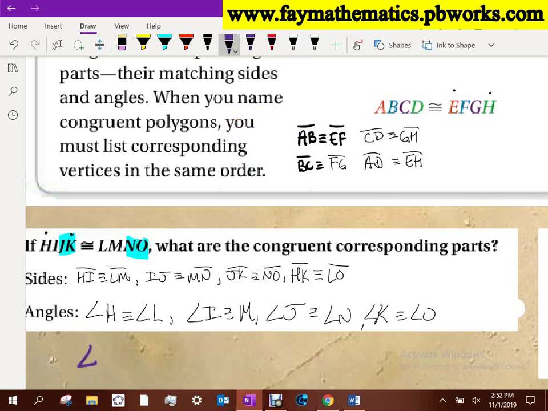What if I said angle KHI? What should angle KHI be congruent to? Think about how you wrote this. You started at K, and you jumped to the beginning at H, and then went to I, right? So come over here and follow the same pattern. Start at O, jump to L, finish at M. So angle OLM.